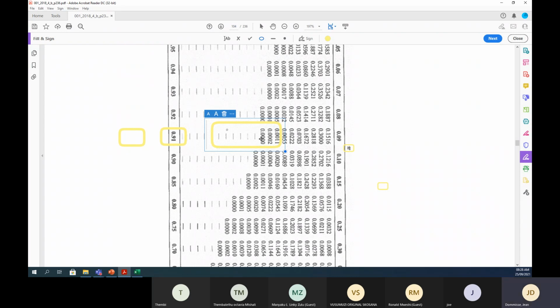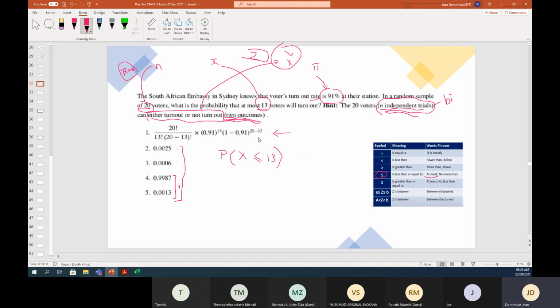So for this one, I would have added 0.0011 and 0.0002, which would have given me 0.0013, and hopefully there is an answer, yes.